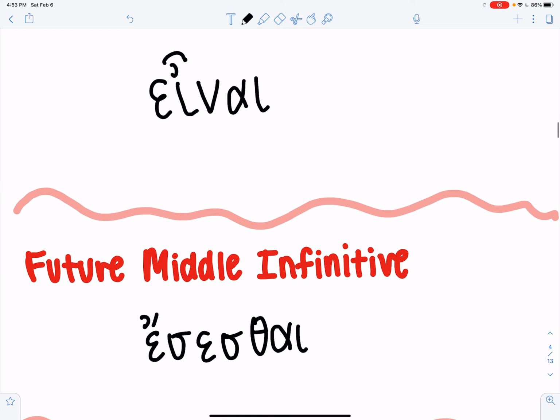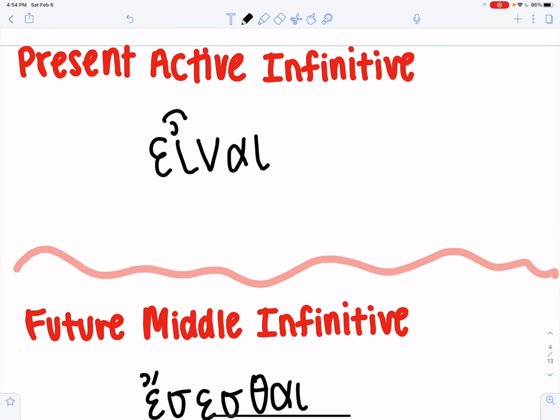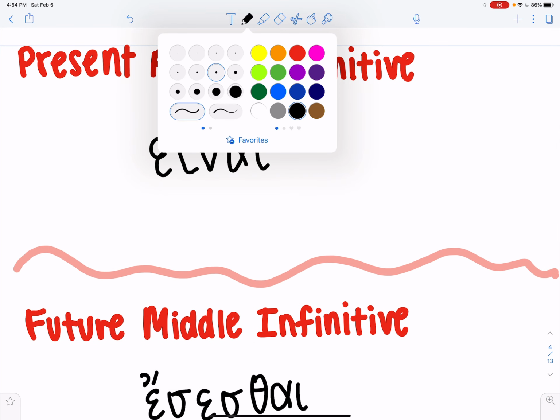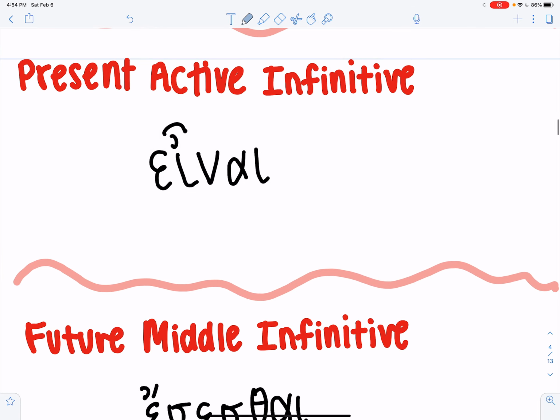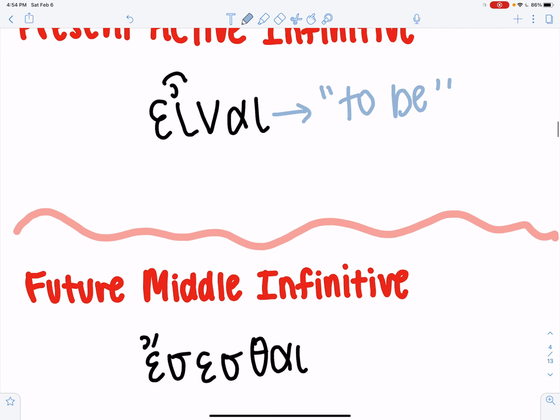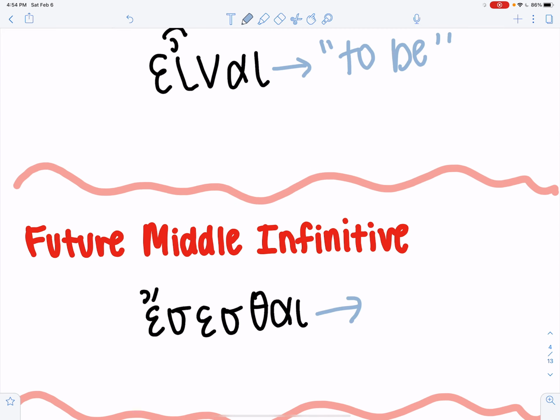So, I know that sounds a little weird, but I think it'll make more sense once it's written out in comparison to the present active infinitive. So let's just look at how this looks written out. So present active infinitive we've determined is to be, right? Einai, to be. Future middle is to be plus going to be.